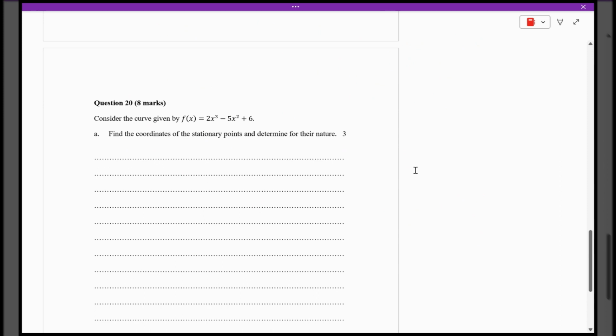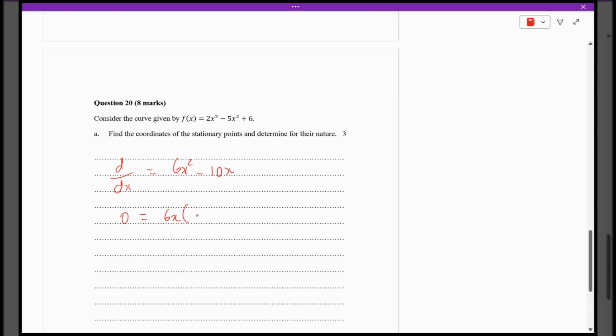Consider the function of this, find the coordinates of any stationary points and determine their nature. Okay, so with this one, first off, we want to differentiate it. So dy/dx is equal to 6x squared minus 10x. And we want to set that equal to 0. And I'm going to factorize this out. So I'm going to take out 6x.